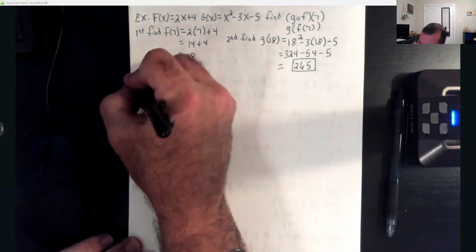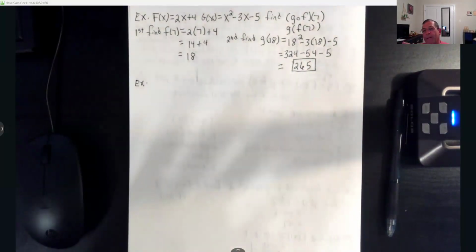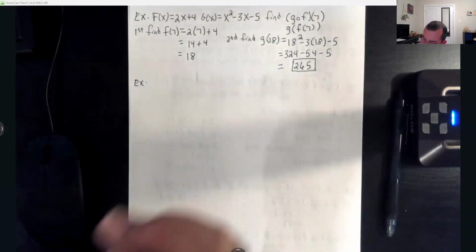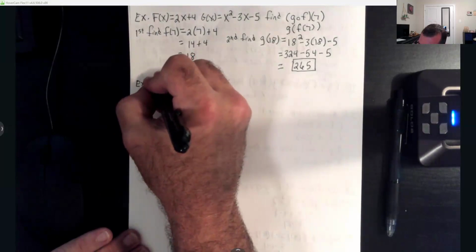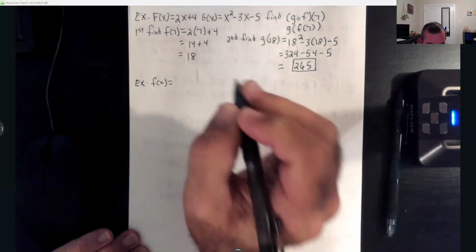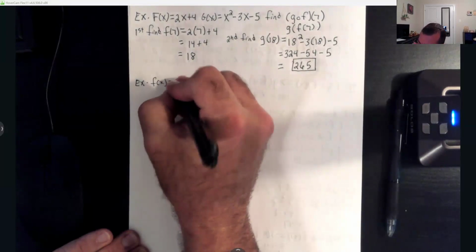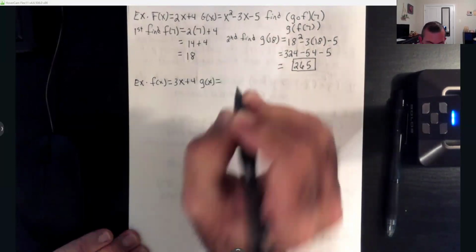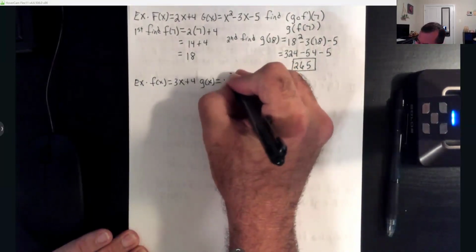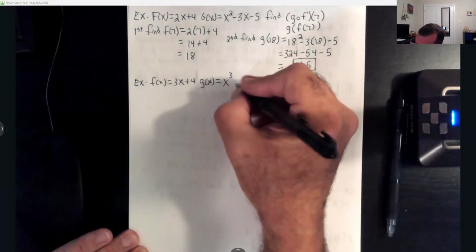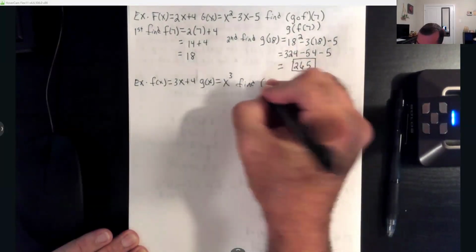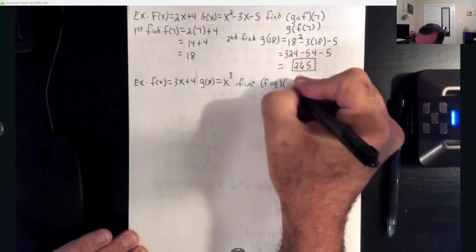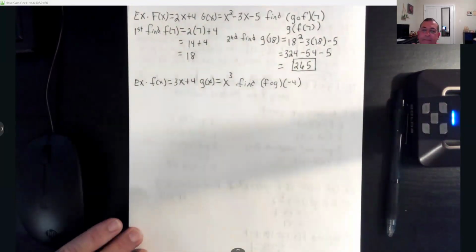All right, one more of those. They do 3 with numbers, and then they'll do 3 with just variables, okay? So y'all, the last one here, we're going to let f of x equal 3x plus 4. g of x is going to equal x to the third. We're going to find f composed g of -4.